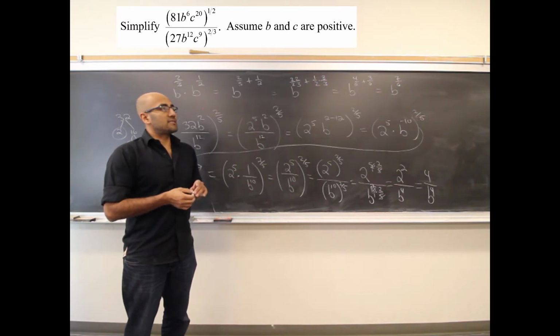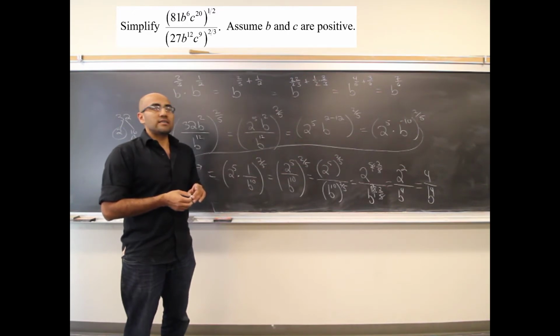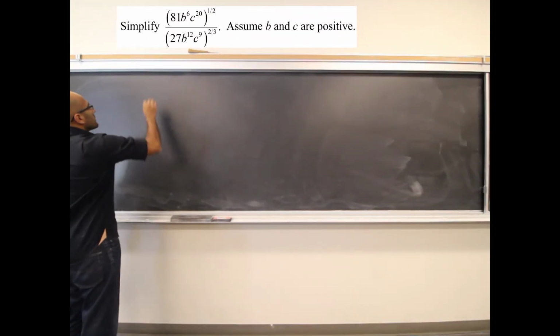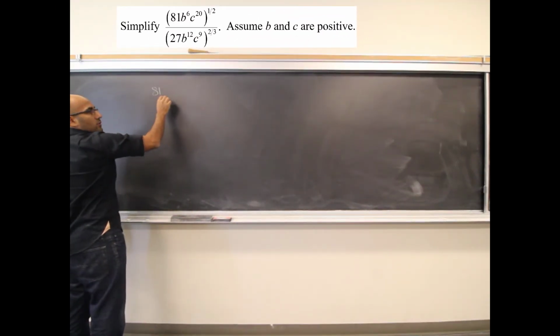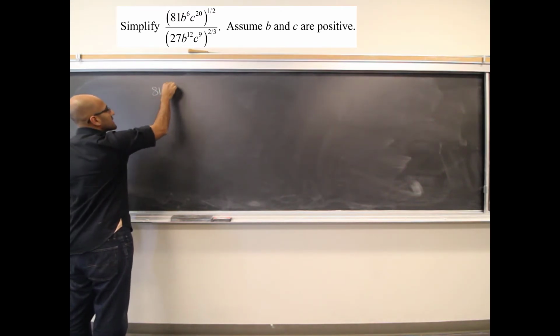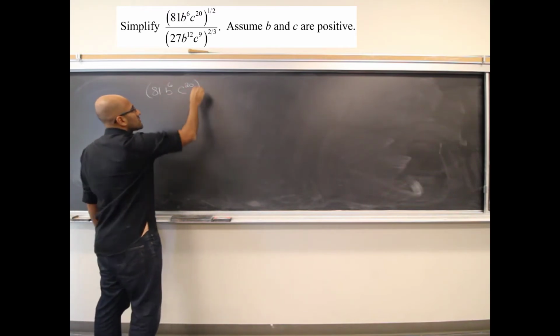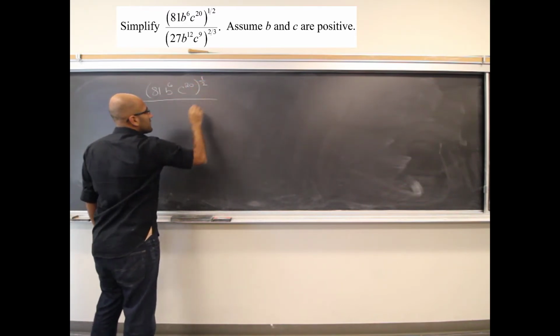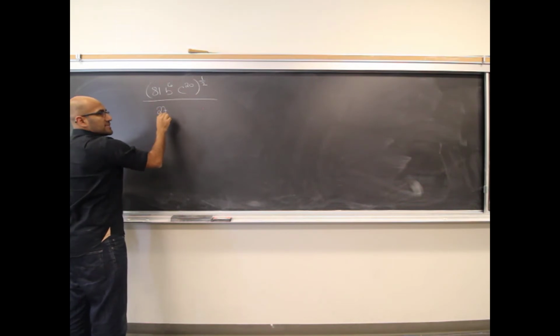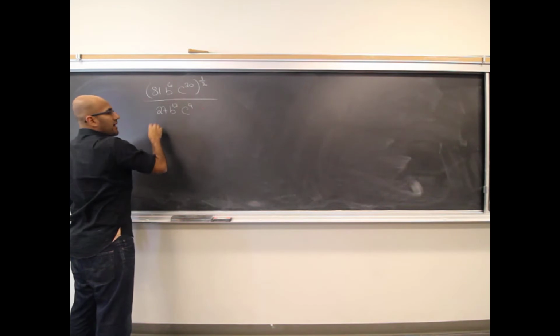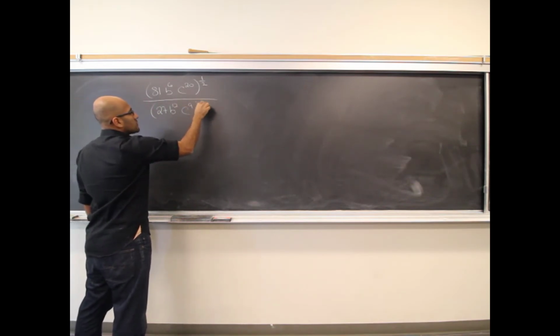81 b to the 6th, c to the 20th, raised to the 1/2 power, all divided by 27 b to the 12th, c to the 9th, all raised to the 2/3 power. Okay. 81 b to the 6th power, c to the 20th power, the whole thing is being raised to the 1/2 power, divided by 27 b to the 12th power, c to the 9th power, all of that being raised to the 2/3 power.